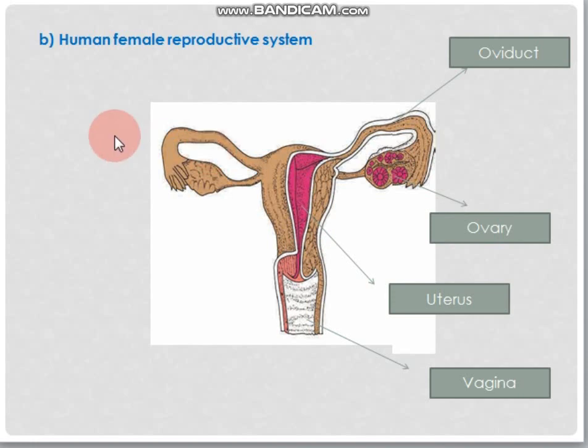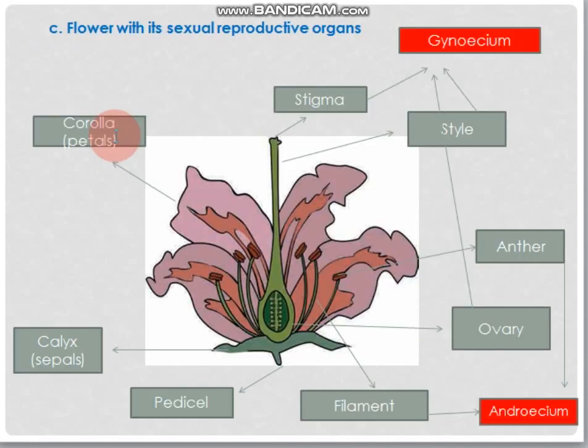Okay, then we have the sexual reproductive organs of a flower. So what you have to do is draw an open flower and then mark the parts of the flower. These are also given in your textbook, so you can draw from your textbook as well.